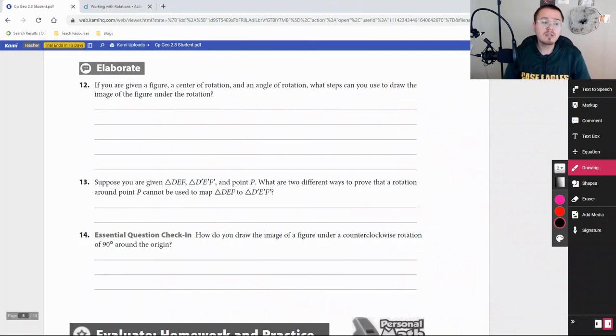Use your ruler, or, you know, use your digital tools. I prefer that you use digital tools. And mark the point along the ray so that PA prime equals PA. Repeat the process so you get all the vertices plotted. Connect the dots. I think that sounds worse than it is, right?